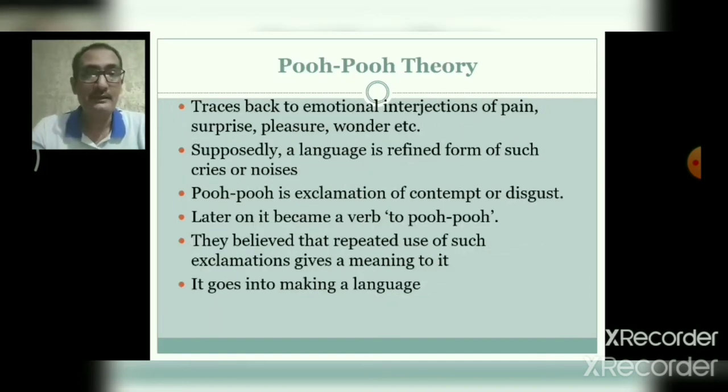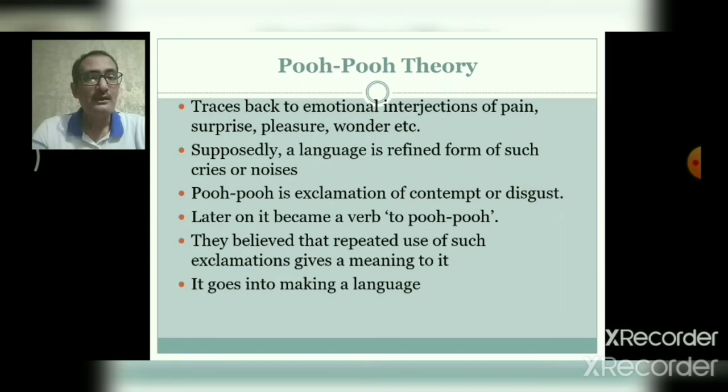The third theory is the pooh-pooh theory. This theory traces back to emotional interjections of pain, surprise, pleasure, wonder, etc. While studying grammar, we have heard this word interjection. Now, what is an interjection? Interjection is a kind of sound. It may not have any particular meaning, but this sound is used by a human being to express certain feelings, certain emotions, and those emotions can be of pain, surprise, pleasure, wonder.